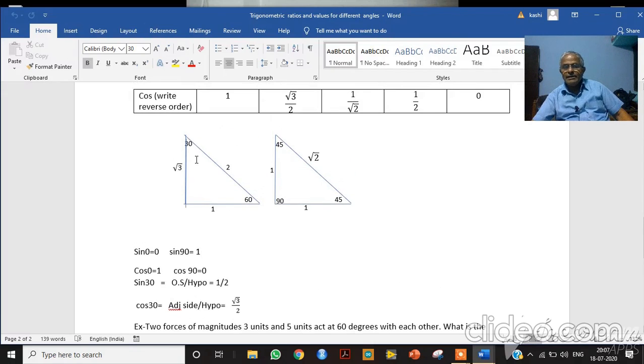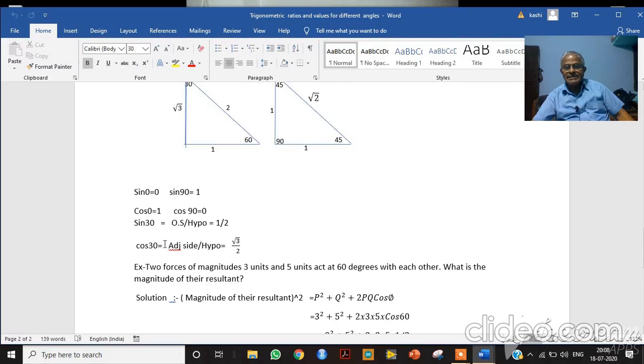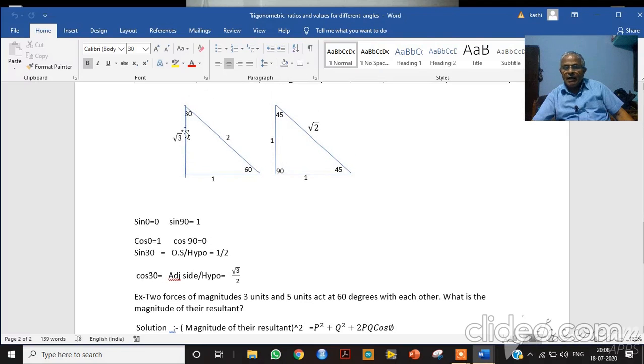You have to take the opposite side. For 30 degrees it is 1, and for 60 degrees it is root 3, and the hypotenuse is 2. Then you have to follow the rule. Now see, sine 30 degrees means opposite side by hypotenuse. For 30 degrees the opposite side is 1 and the hypotenuse is 2. So sine 30 is 1 by 2. And if you want cos 30, for 30 degrees the adjacent side is root 3 and the hypotenuse is 2. So adjacent side by hypotenuse, that is root 3 by 2.